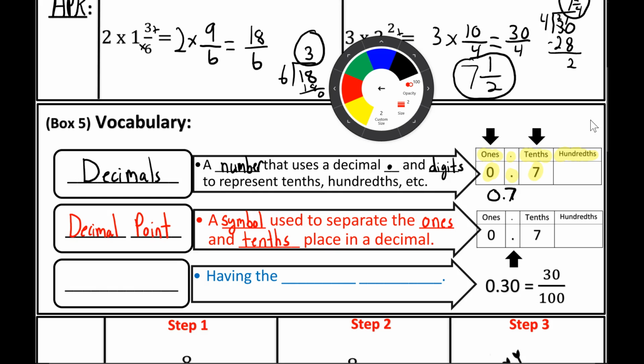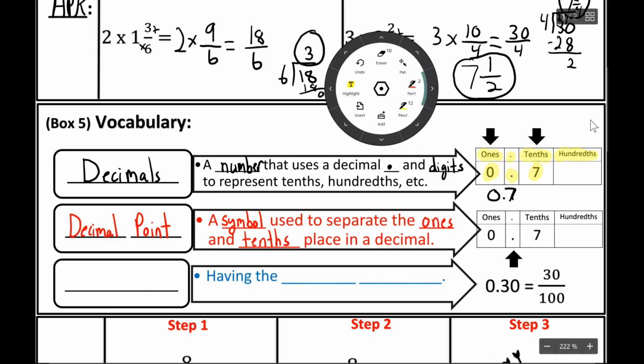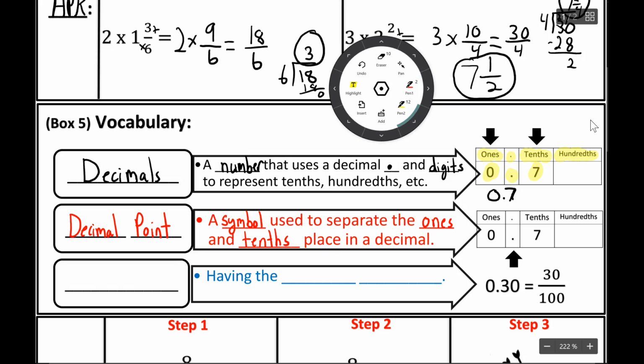For example, I'll show you real quick. The symbol is right here. This is our decimal point. Does it look like a period? Yes. Is it a period? No, it's not a period. It's a decimal point. Basically, what the decimal point does is it separates our ones from our tenths. That's what I need you to understand. That's why it's so important.